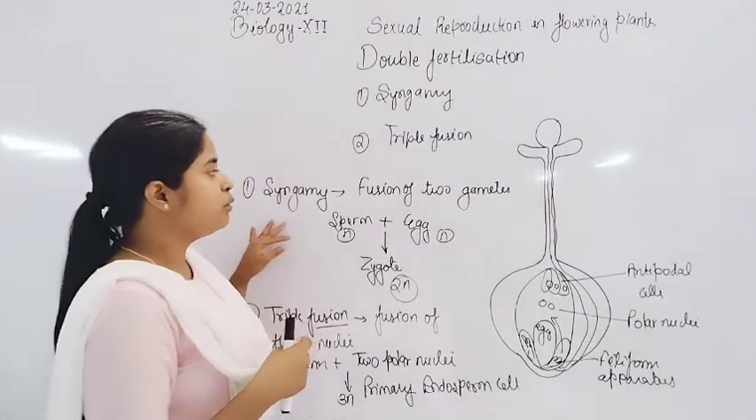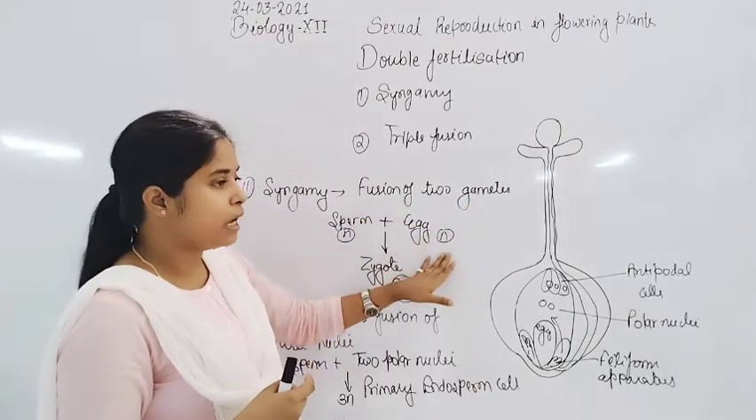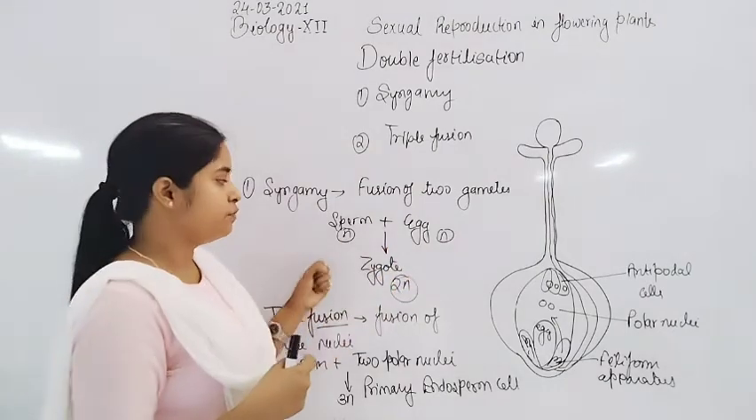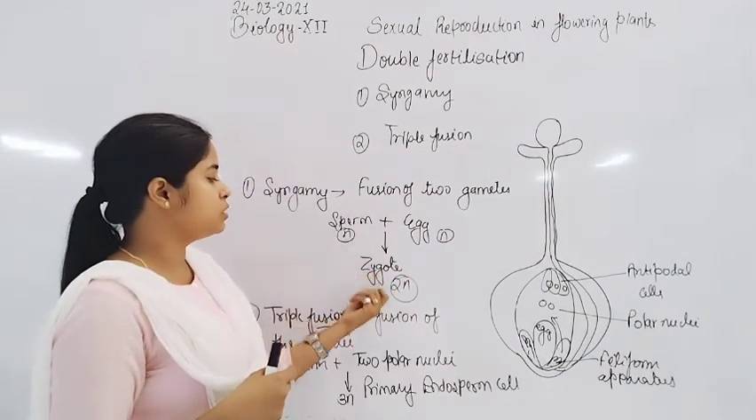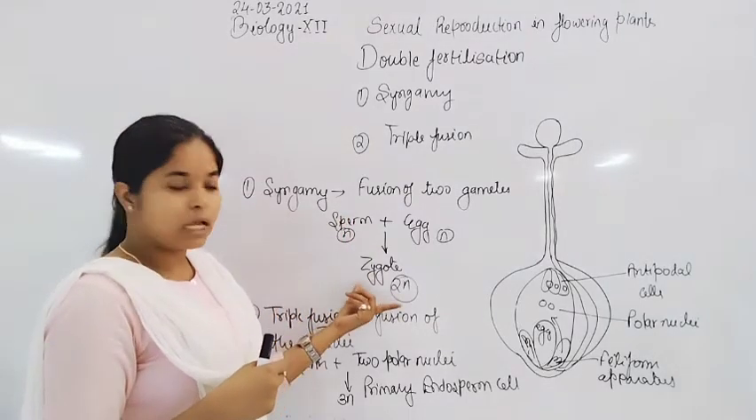In the syngamy process, there is fusion of two gametes. The sperm fuses with the egg, and both are haploid in nature. When the two nuclei fuse, the result of this syngamy is the zygote.